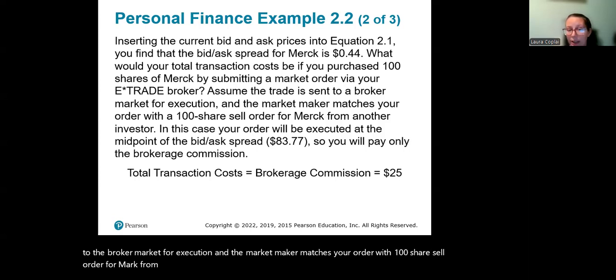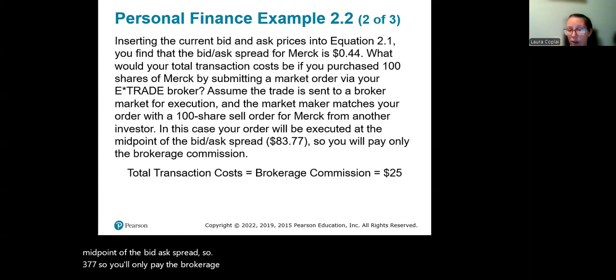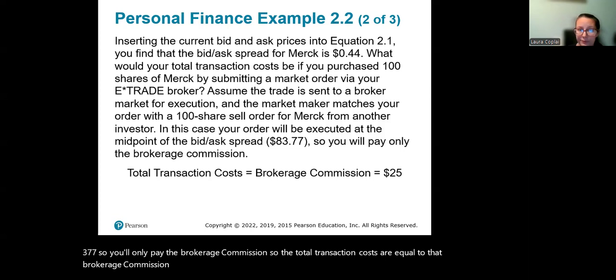In this case, your order is going to be executed at the midpoint of the bid-ask spread, so 83.77. So you'll only pay the brokerage commission. So the total transaction costs are equal to that brokerage commission of $25.